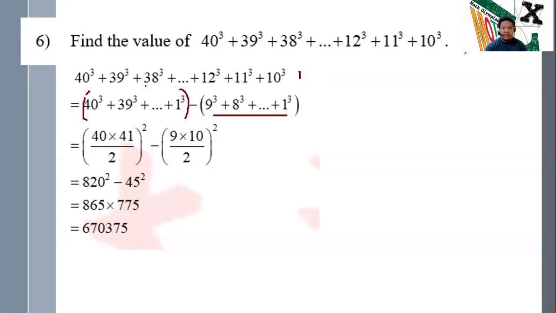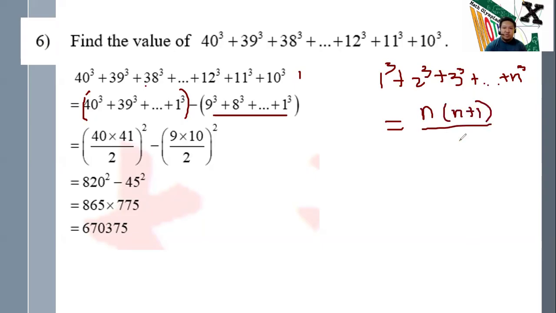Because we have a formula for the summation of perfect cubes. If we're adding 1 cube plus 2 cube plus 3 cube until n cube, the formula is n times n plus 1 over 2, quantity squared. That's the summation of perfect cubes: 1 cube plus 2 cube plus 3 cube until n cube is equivalent to n times n plus 1 over 2, quantity squared.